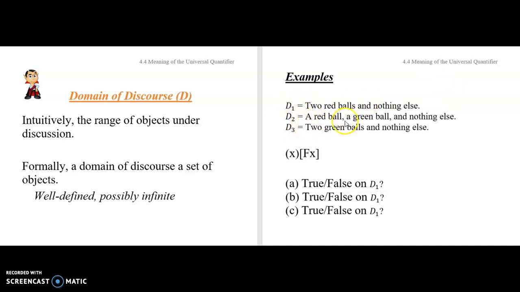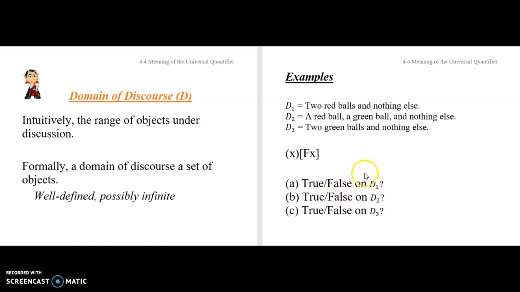Domain of discourse 2, it has a red ball, a green ball, and nothing else. So there's 2 balls, one's red and one's green, right? On domain of discourse 3, there are 2 green balls and nothing else. And this says everything is red. Now, is the statement everything is red true or false on D1? Is it true or false on D2? And is it true or false on D3? Okay, pause now and see if you can answer that question or those questions.